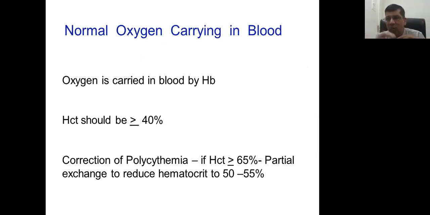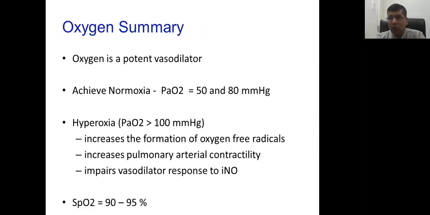That's what you require. You might require a blood transfusion in some babies. Maintain that hemoglobin. You don't want polycythemia. I just mentioned one of the causes of pulmonary hypertension is polycythemia. You don't want polycythemia, you don't want anemia. Both are important. So what I told you: oxygen is a potent vasodilator, but hypoxia is detrimental for the brain, as you all know. Hyperoxia is also very detrimental because of the formation of free oxygen radicals. Ultimately, vasoconstriction, impairment of the nitric oxide. These are the issues. Hence, you want saturation 90 to 95. Hence, you want your PO2 between 50 to 80.